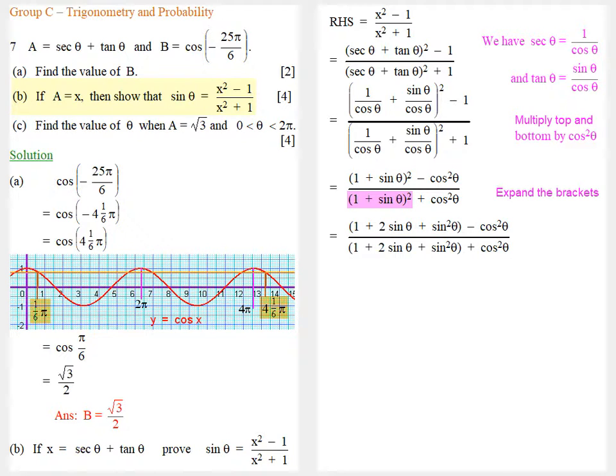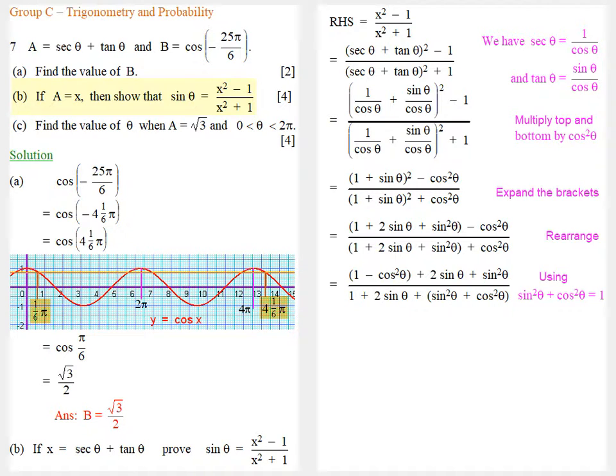And the same can be done on the bottom. 1 plus sine theta all squared is expanded to 1 plus 2 sine theta plus sine squared theta. So we end up with 1 plus 2 sine theta plus sine squared theta minus cos squared theta over 1 plus 2 sine theta plus sine squared theta plus cos squared theta. These can be rearranged as 1 minus cos squared theta plus 2 sine theta plus sine squared theta over 1 plus 2 sine theta plus sine squared theta plus cos squared theta.